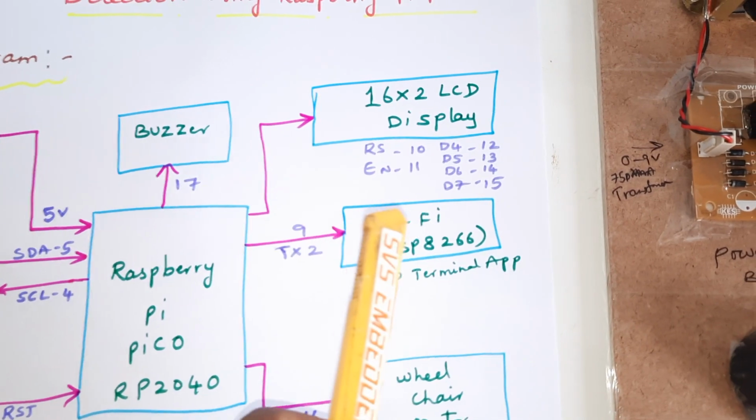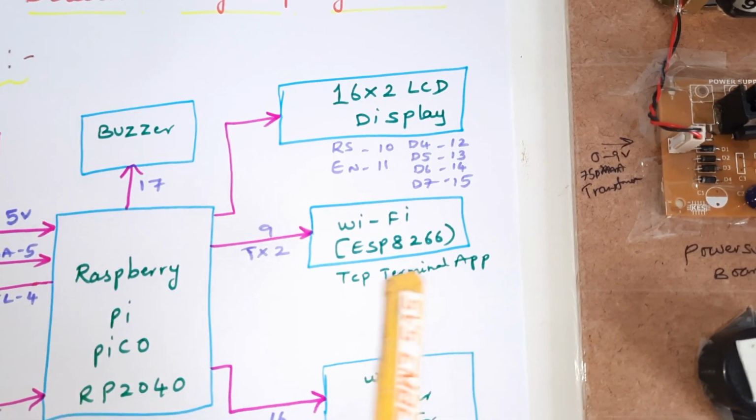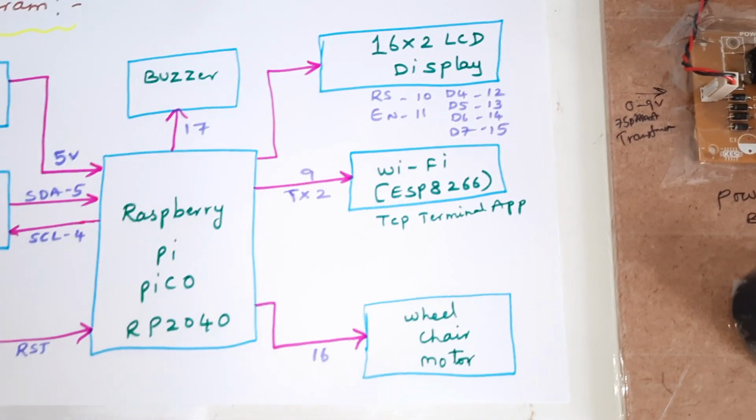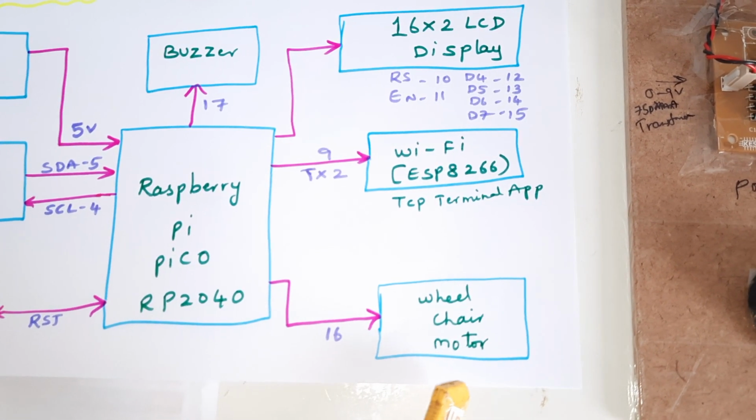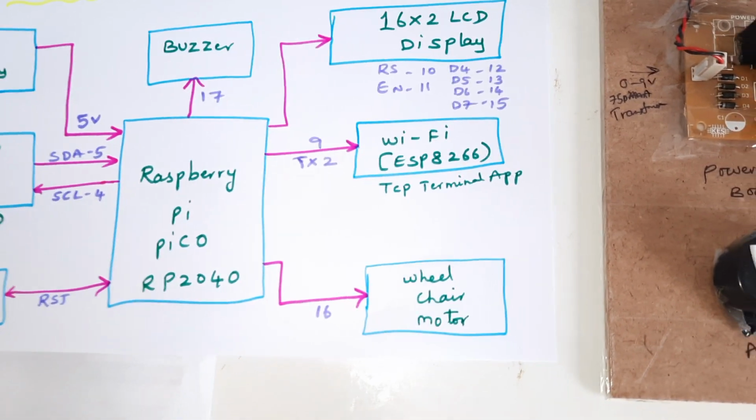The Raspberry Pi transmits the data to Wi-Fi. The Wi-Fi module sends the data to our TCP app. And for the wheelchair motor, for demo purposes, I am using a small motor. It is connected to the 16th pin.